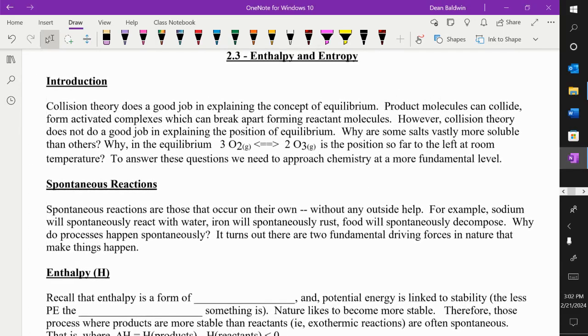We talked about this reaction before. 3 oxygen molecules is in equilibrium with 2 ozone molecules. Why, which is good for us, is the equilibrium so far over to the left? What drives it? There's 2 things that drive equilibrium, like which way they're going to go. We look at enthalpy and entropy.